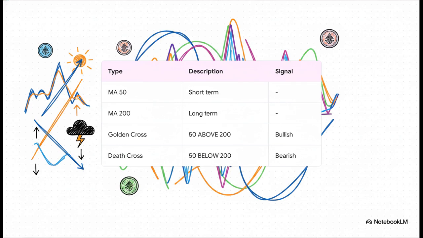Then we have moving averages. These smooth out all that choppy, chaotic price data to show us the overall trend. The MA50 tracks the short-term trend over 50 days, while the MA200 tracks the long-term trend over 200 days. Now, when the 50-day average crosses above the 200, that's called a golden cross, and it's a highly bullish signal. But if the 50 crosses below the 200, well, that's the death cross. Very dramatic name, I know, but it's a major bearish signal.